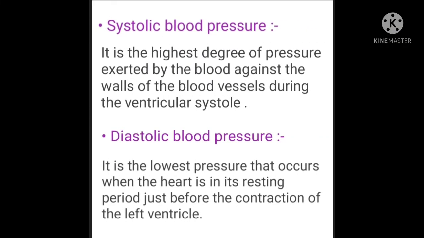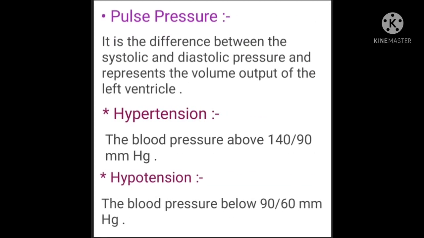Next, systolic blood pressure. It is the highest degree of pressure exerted by the blood against the walls of the blood vessels during the ventricular systole. Next, diastolic blood pressure. It is the lowest pressure that occurs when the heart is in its resting period, just before the contraction of the left ventricle. Pulse pressure. It is the difference between the systolic and diastolic pressure and represents the volume output of the left ventricle.